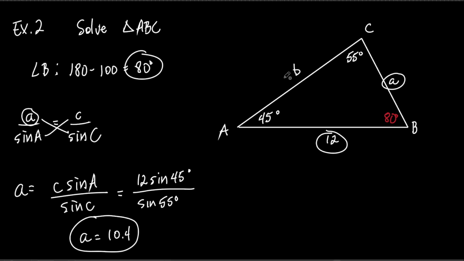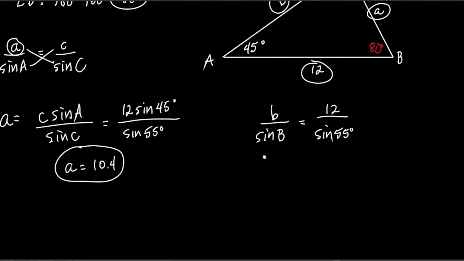Now you could solve for side B. So let's do that. Well, we're trying to solve for B, so what am I going to do here? I'm going to put B over the sine of angle B, which I know. Now, what are two other things that I know? Well, I know A, which is 10.4, but let's not use that one because that's an approximation. Let's use the original information they gave us. So I'm going to use that 12 and that 55 again. So I'm going to put a 12 up here and then the sine of 55 down here.